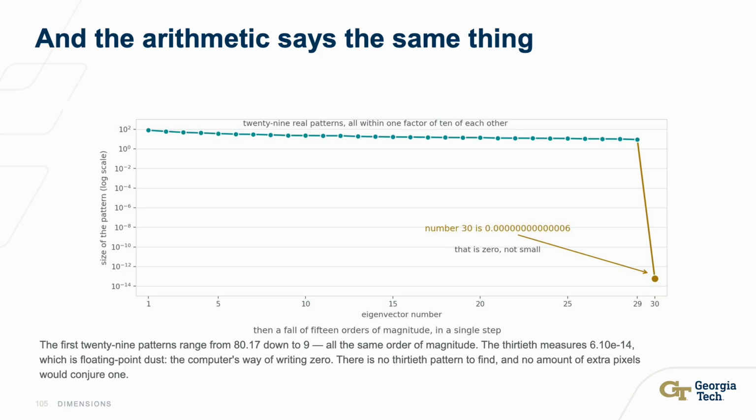These are the eigenvalues, the amount of variation along each direction. The first 29 run from 8.17 down to 9. Different sizes, but all the same order of magnitude, all cleanly real. The 30th measurement: 6 times 10 to the minus 14. That is floating point dust. It is a computer's way of writing 0. So there is no 30th pattern to find, and no amount of extra pixels will conjure one. The limit is the number of photographs, not the size of them.